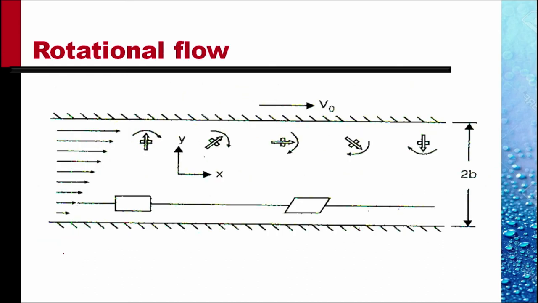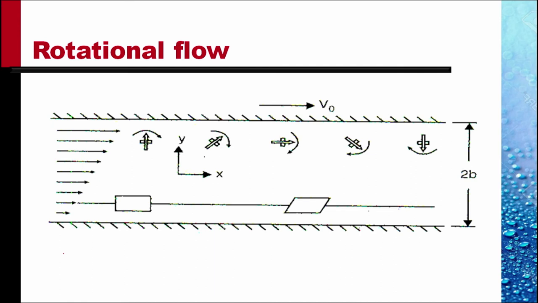In a channel, if the upper plate is moving with the velocity V0 and the lower plate is stationary, we have seen earlier that there is a velocity profile. The velocity is large near the upper plate and it tapers down to zero velocity at the bottom plate. A rectangular fluid element is now distorted. Also, as seen by a sequence of arrows on the top, the upper end of the vertical arrow is moving faster than the lower end. So this arrow rotates clockwise. So this flow is rotational. There is vorticity in the flow.